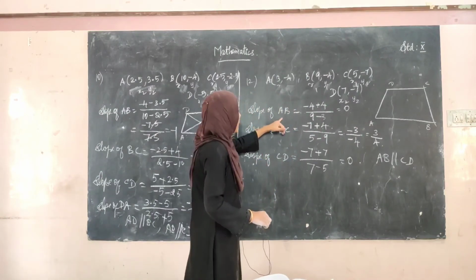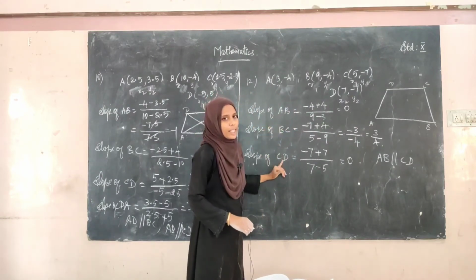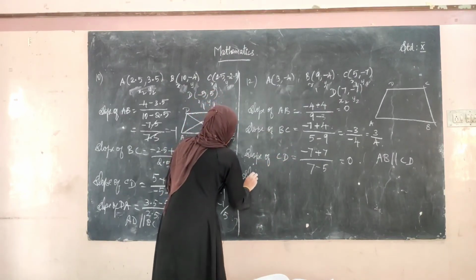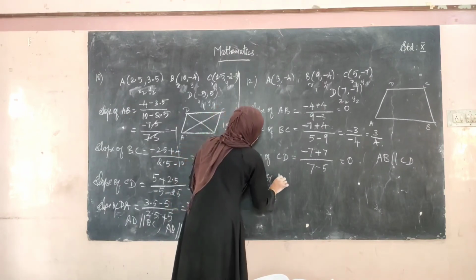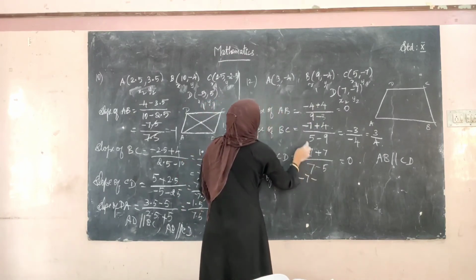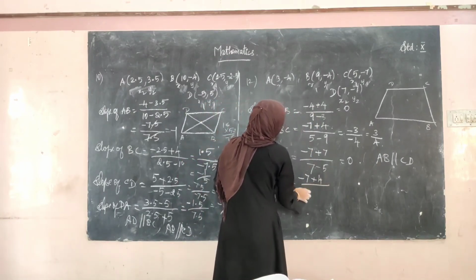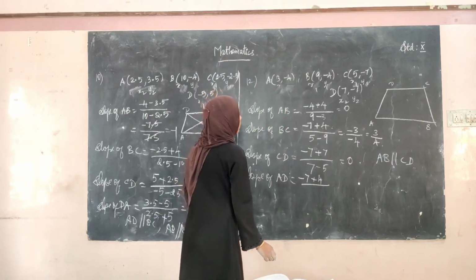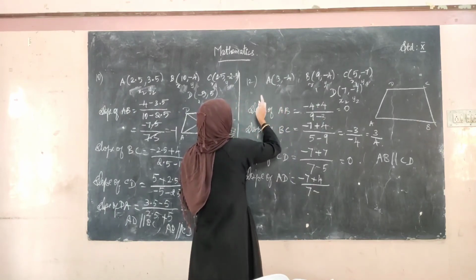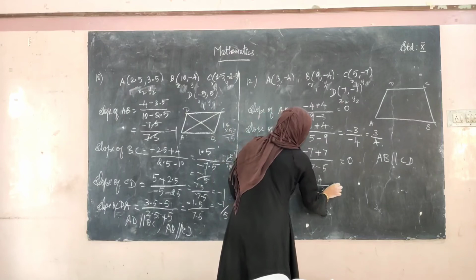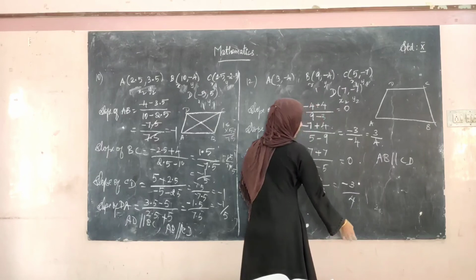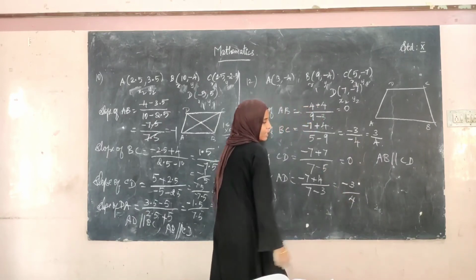See, we got the slope of AB and CD is the same, right? We have to check for another one also, that is the slope of AD. So for A and D, x2 is minus 7, minus y1 is minus of minus 4, divided by x2 is 7 minus x1 is 3. This is equal to, what is this? This is minus 3, right? Minus 3 divided by 4. See here, we got 3 by 4, but it is minus 3 divided by 4.